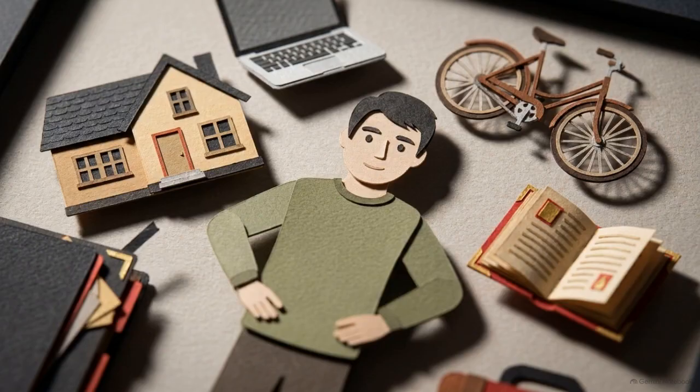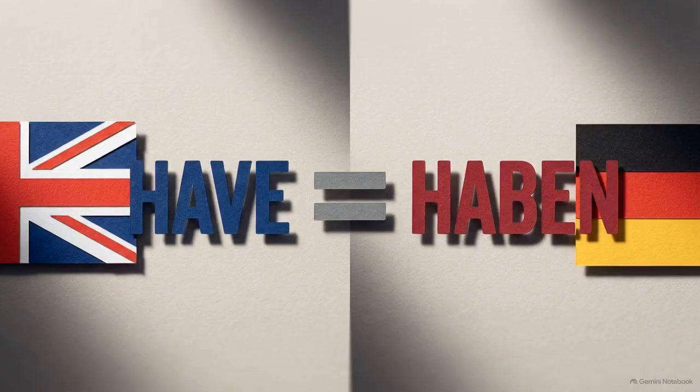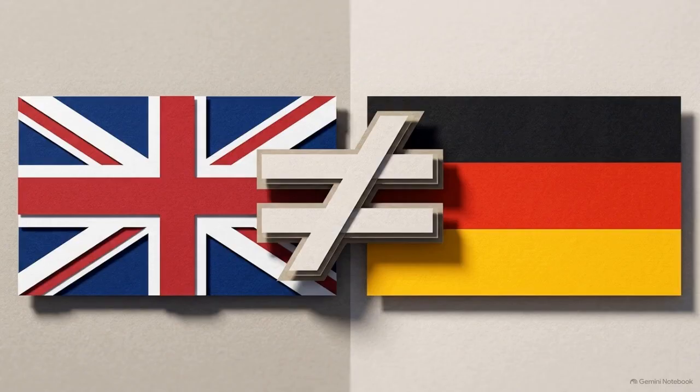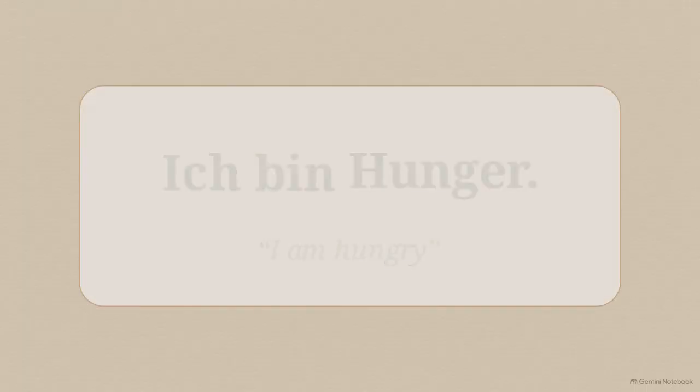Once you understand how to swap the position of the verb and the pronoun, you can begin asking and answering questions about almost anything you own. Most of the time, haben works just like the English word have. Ich habe ein Handy. I have a phone. Ich habe Zeit. I have time. However, there is one specific situation where following English logic will lead to a mistake.